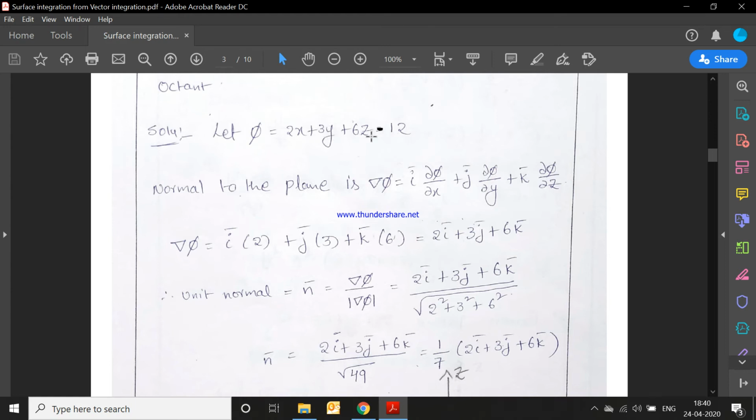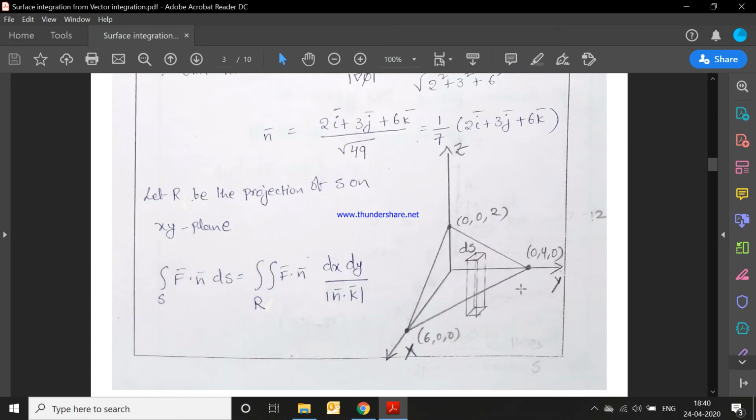And on the y-axis, x and z are 0, so 3y equals 12, y is equal to 4, so (0, 4, 0) on the y-axis. Next, on the z-axis, x and y are 0, so 6z is equal to 12, z is equal to 2. So (0, 0, 2) is a point on the z-axis. So first you have to take the points and draw the plane. We have to consider only the first quadrant part of the plane. So that is our surface.